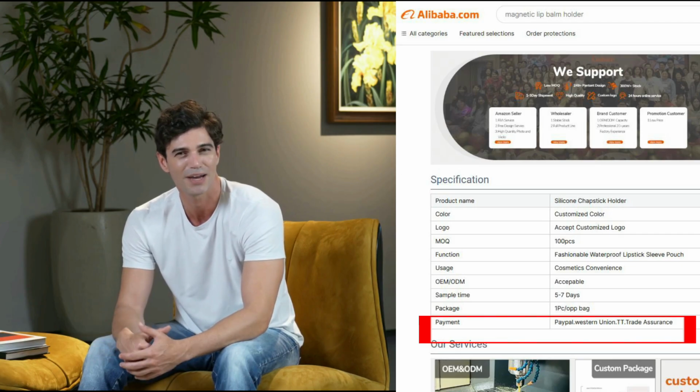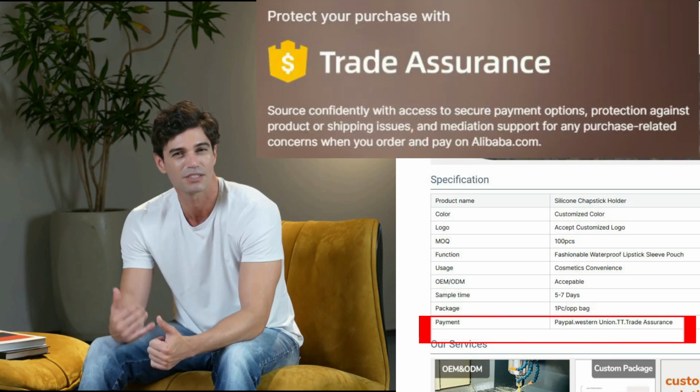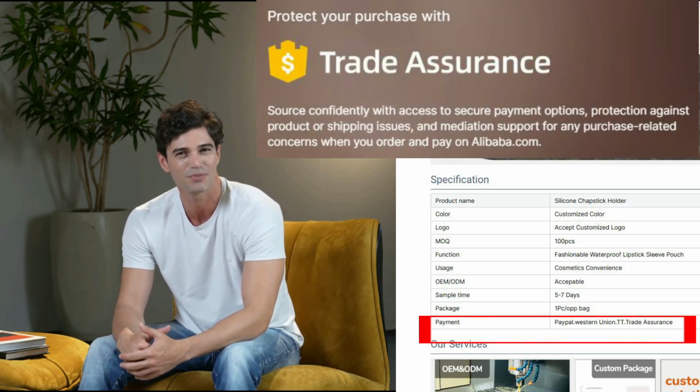campaigns. Do not overlook payment methods and protections. In this case, the supplier accepts PayPal, Western Union, TT, and Trade Assurance. Trade Assurance ensures your payment is only released when the order is fulfilled as agreed. Combined with Alibaba's secure payment system and refund policies, this gives you confidence to place orders, even as a beginner.